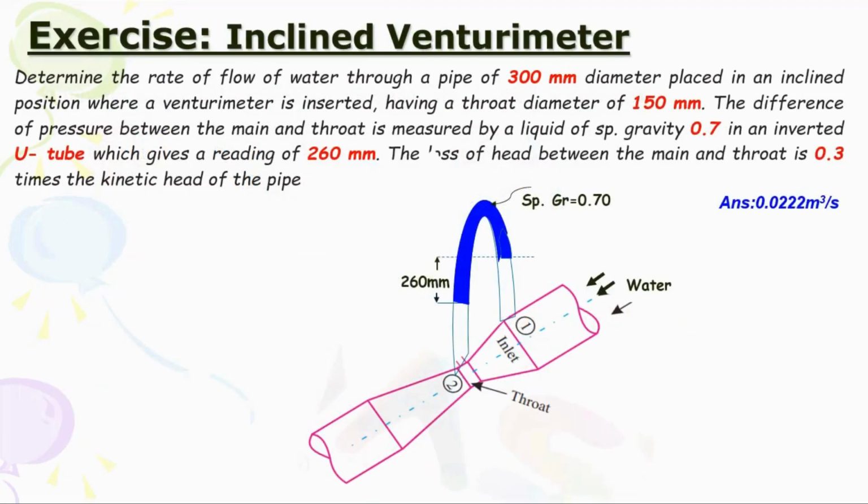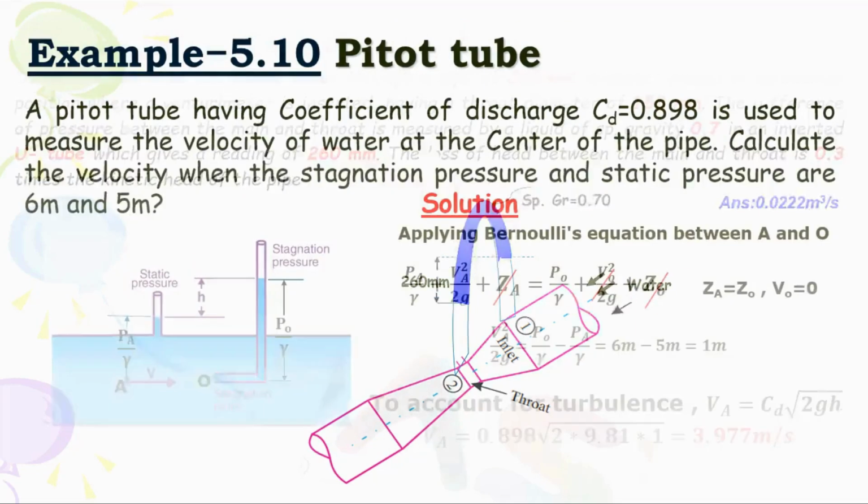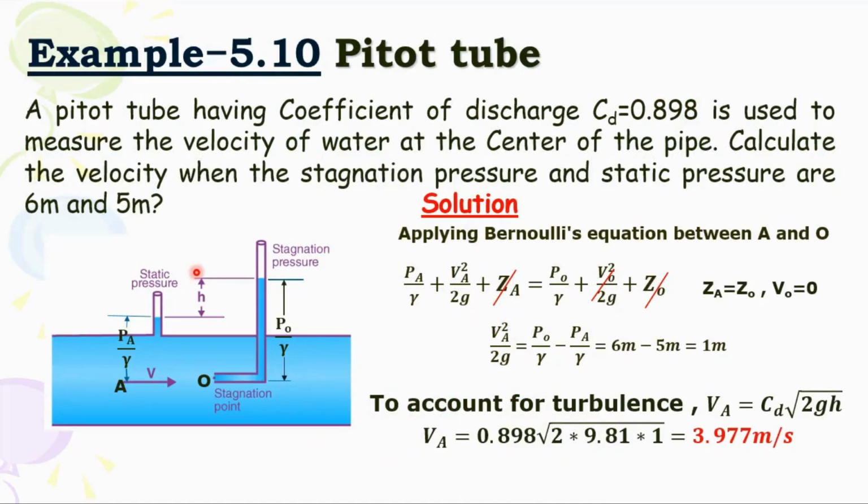Okay, the other one, as an exercise, is an inverted and inclined venturimeter. Please try this problem as an exercise. What will be the flow rate of water passing through this inclined venturimeter? This is as an exercise. Okay, example 5.10 is Pitot tube.